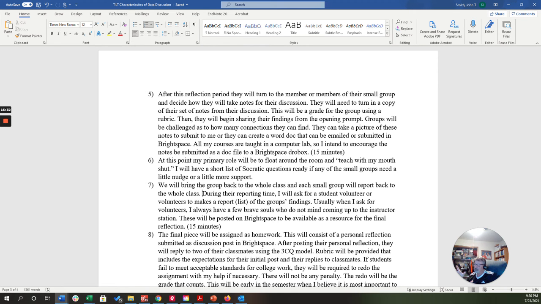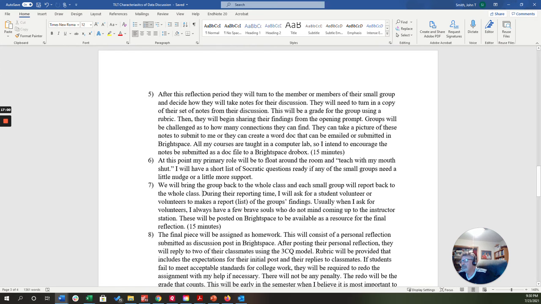That might be a bit too ambitious because they'll just be doing this with a doc file. But hopefully, maybe I should get the volunteers early. I'm thinking out loud here. Maybe I should get the volunteers early so they have time to get comfortable with the technology at the instructor station. But the document they create will be posted on Brightspace to be available as a resource for the final reflection.